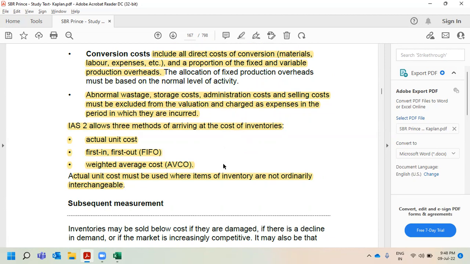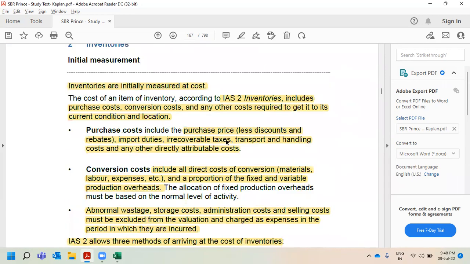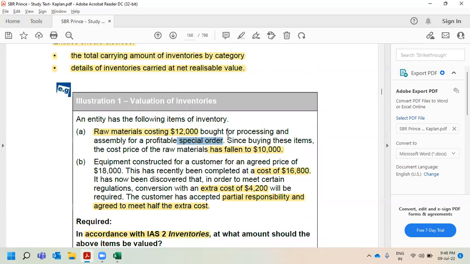So this is done, guys. I think we have covered a lot in order to discuss IAS 2 inventories.